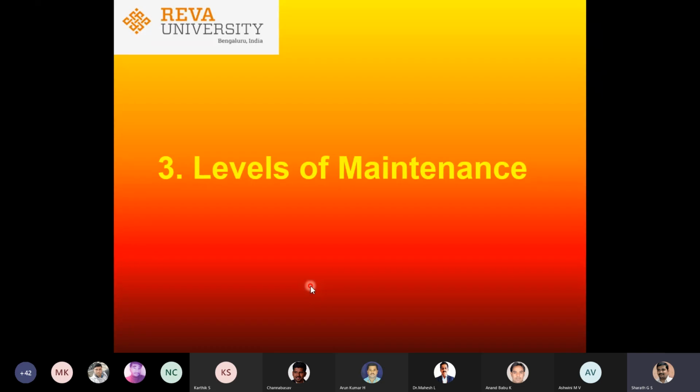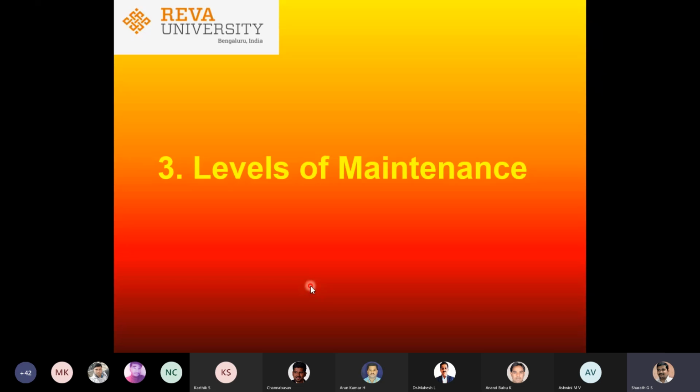Now we will get into the levels of maintenance. There are different levels of maintenance, like line maintenance, shop floor maintenance, bay maintenance, and test bed maintenance. Normally, line maintenance is first line servicing. The bay maintenance is called second line servicing, and the module change workshop and then BRD maintenance is called third line or fourth line servicing.